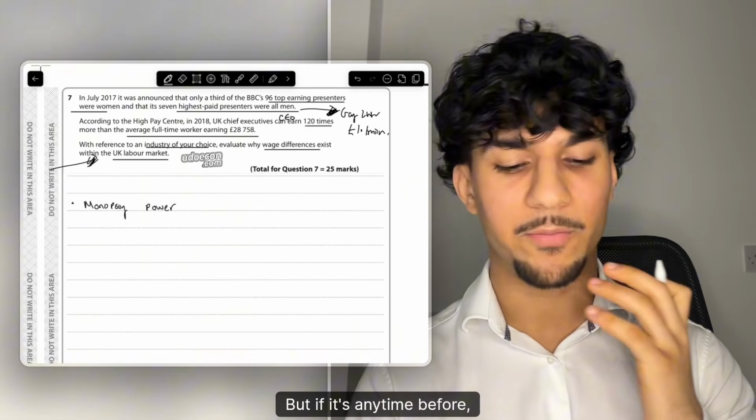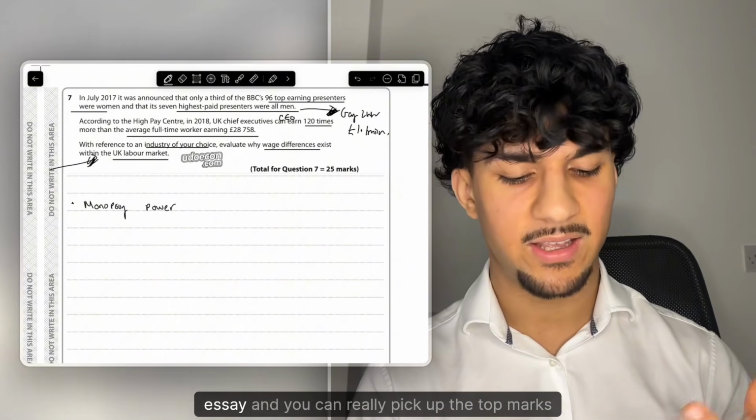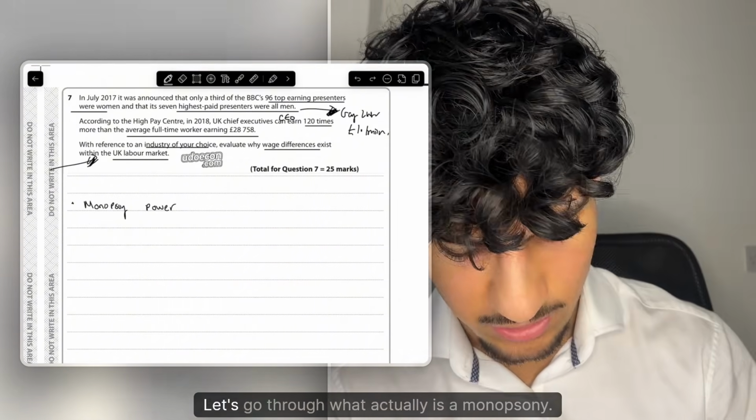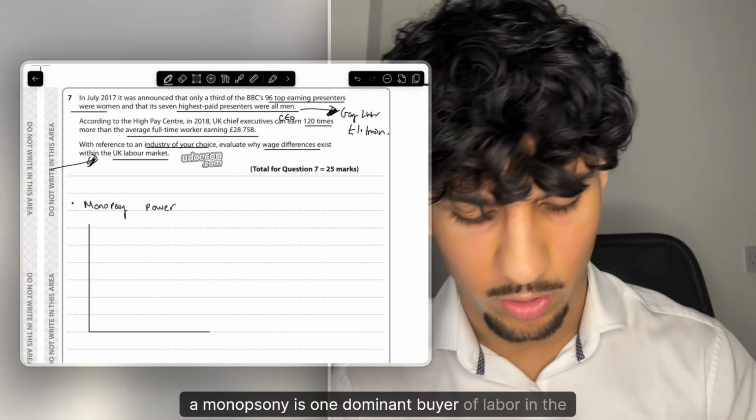But if it's any time before, do learn the monopsony diagram. It really adds a lot more depth to this essay, and you can really pick up the top marks with it. So we'll get started now with a monopsony diagram. So let's go through what actually is a monopsony. Of course, a monopsony is one dominant buyer of labour in the market.